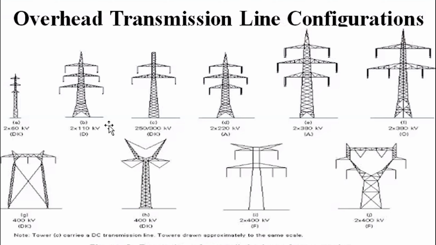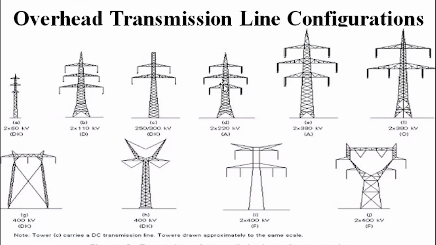If it is 110 kV, you have the tower structure like this. See here, I have the insulators in multiples of 3, which means it is an AC transmission line. Now coming to C, it is 300 kV. But if you see the number of insulators here, they are not multiples of 3. It is multiples of 2. It means it is a DC transmission line.